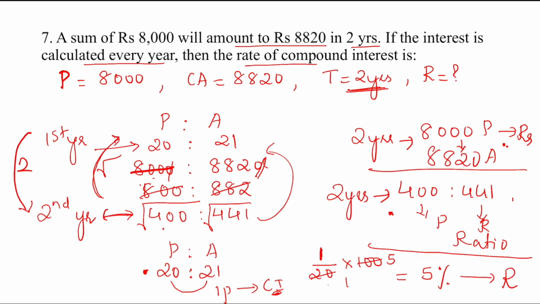This ratio method is very easy when we have to find out the rate and when we have to find out time. But if you use any other method to find out these two things, it will be very difficult. So please follow the ratio method to solve sums on compound interest. Okay, so next problem.